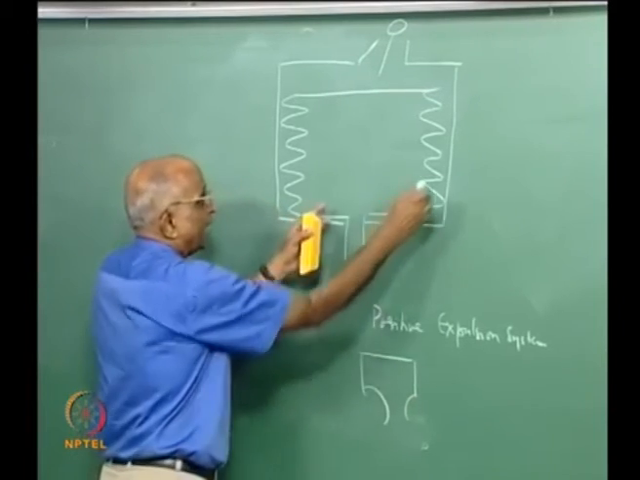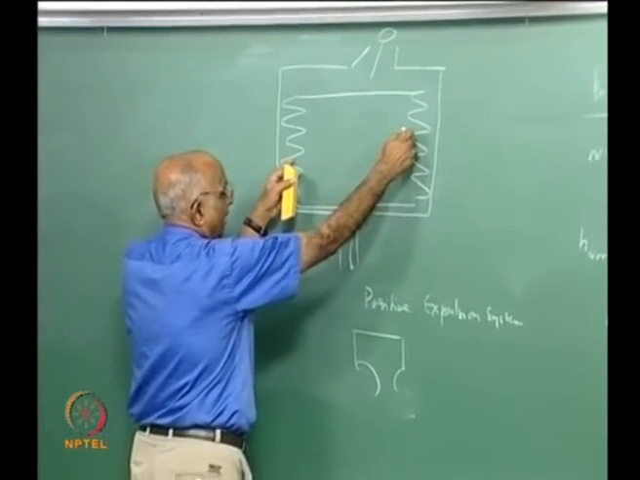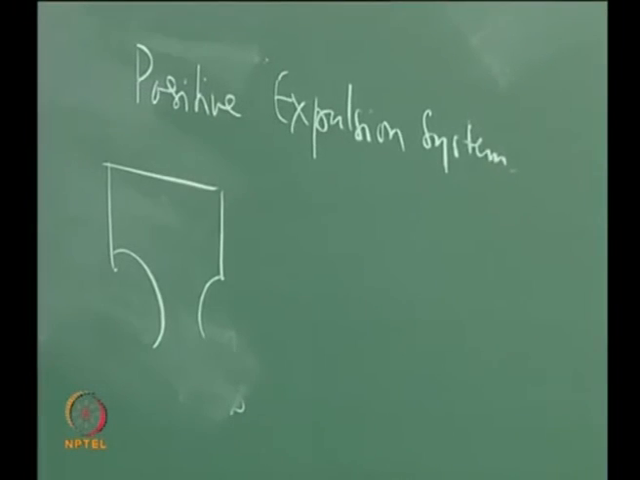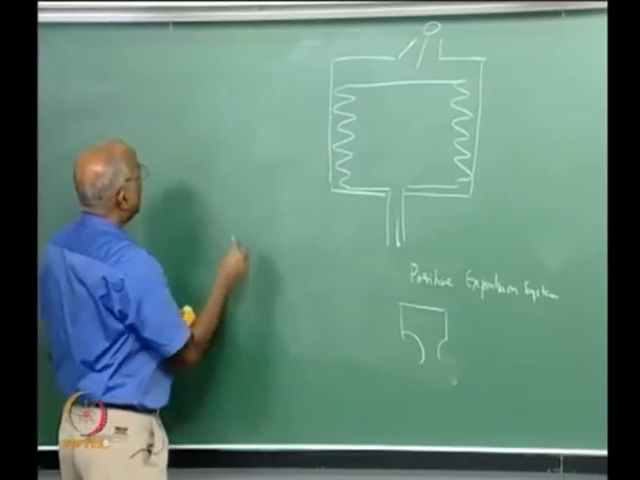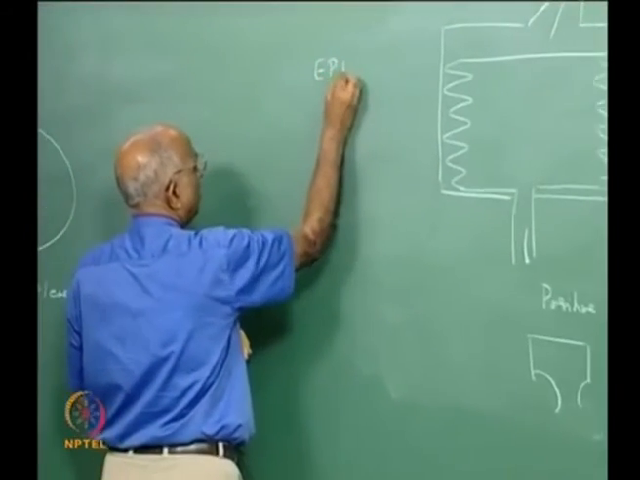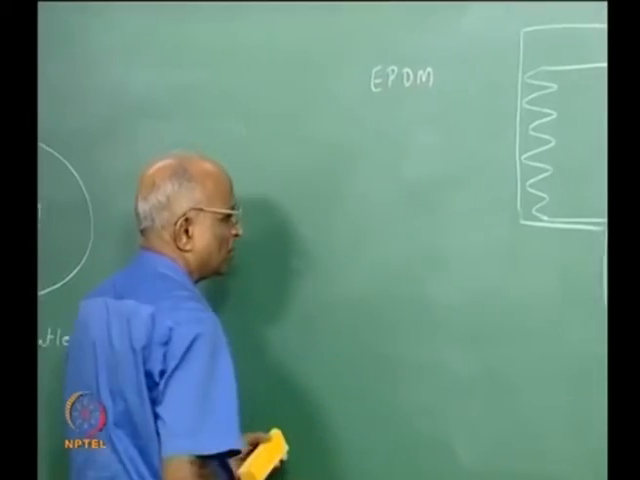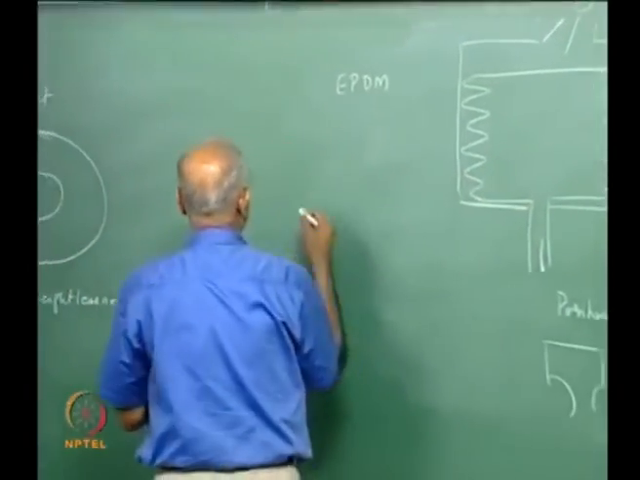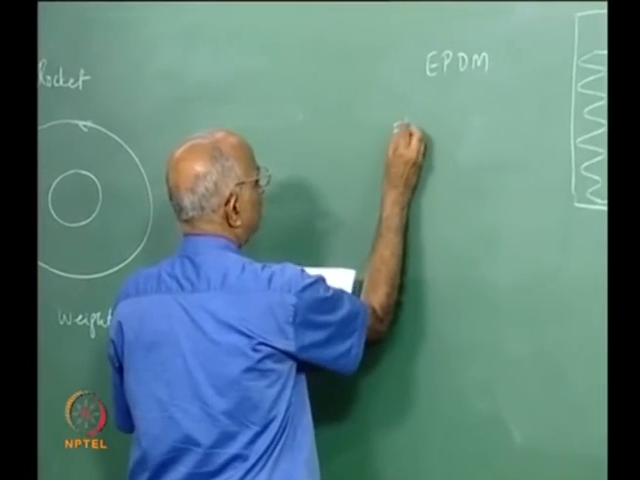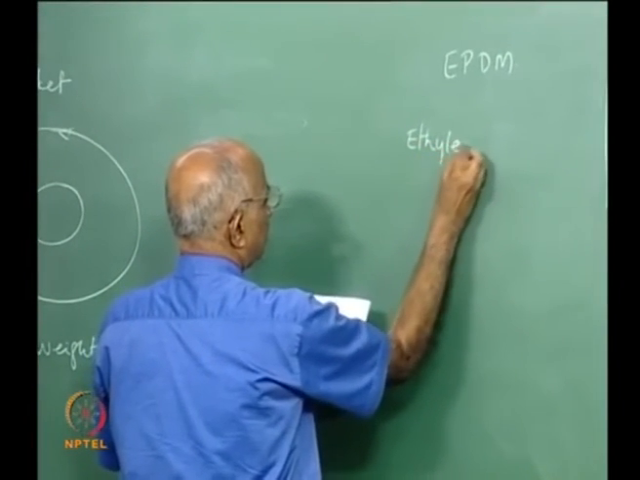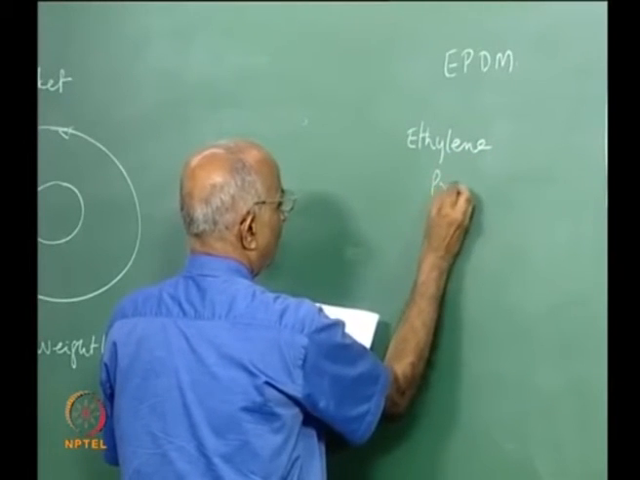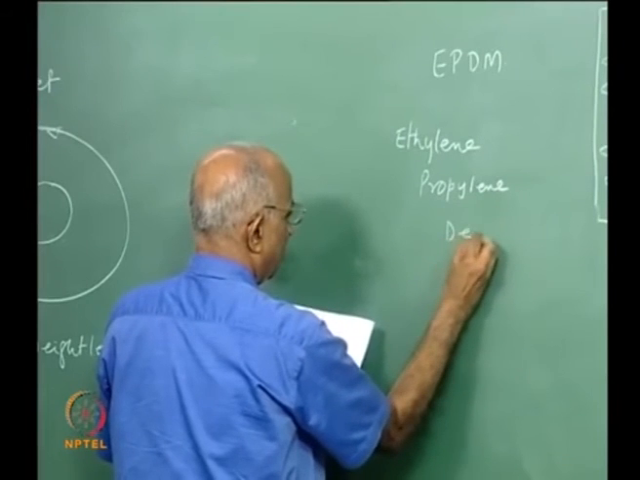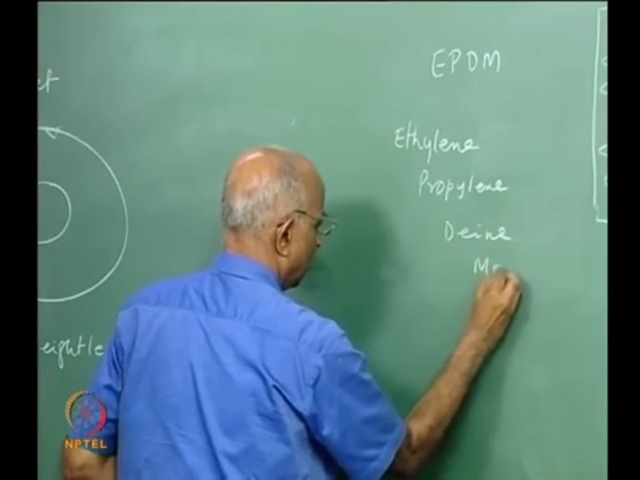That means both my tanks will consist of a diaphragm, which is a positive expulsion system. Now the diaphragm must be a very flexible material. One of the materials used is EPDM rubber, more or less universally used. What is this EPDM? It is a rubber type, known as ethylene propylene diene monomer.